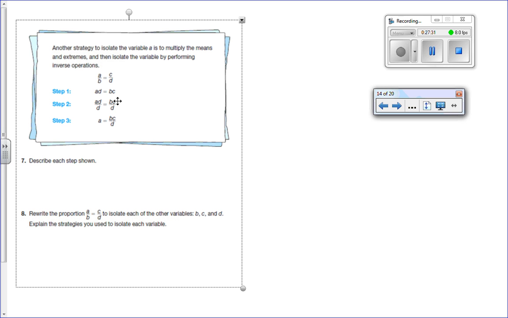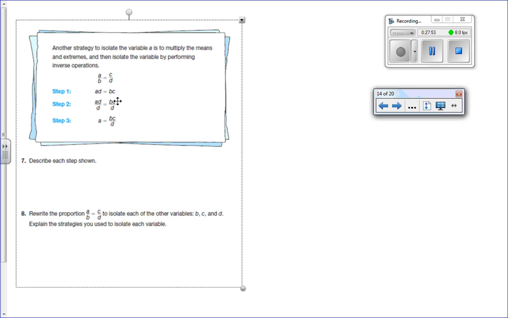So it says describe each step shown. Step 1 shows that the products of the means and extremes are equal. The goal is to isolate the variable A, so both sides were divided by D in step 2, and the proportion was simplified in step 3. So you should have had something along those lines written for number 7.